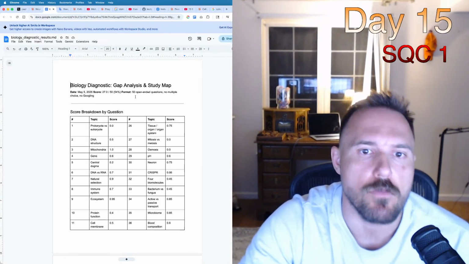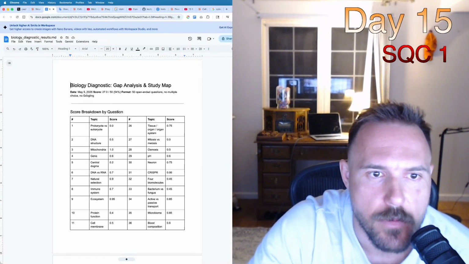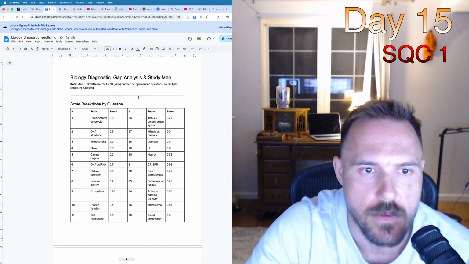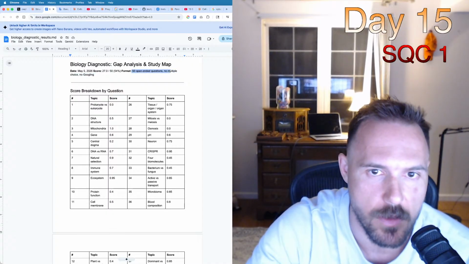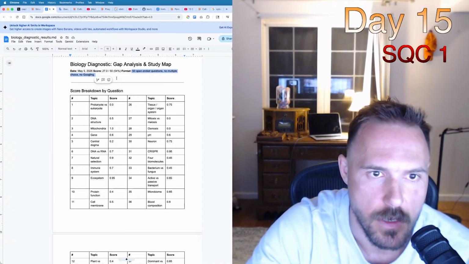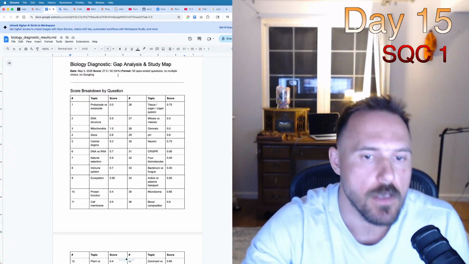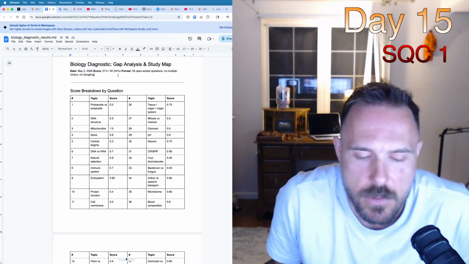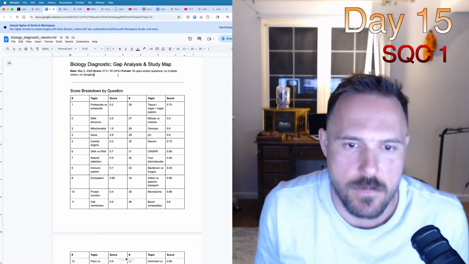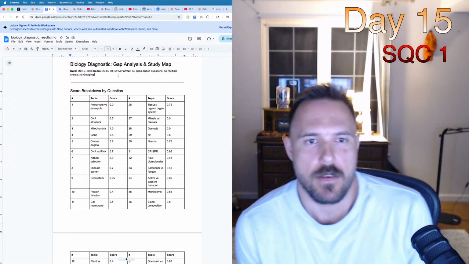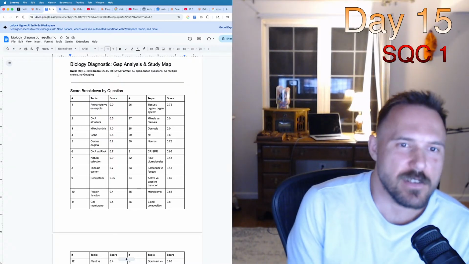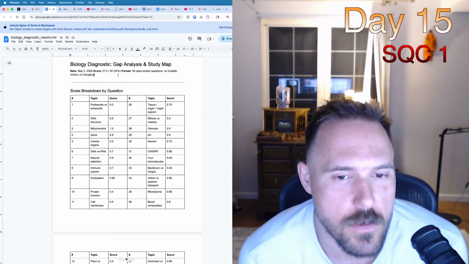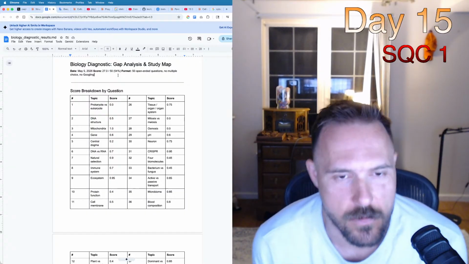So, gap analysis of my knowledge, May 5th. Score 27, 54%. Open questions, that's important. Open questions, no multiple choice, no Googling. I think with multiple choice, first of all, it always gives you a clue, at least a little bit, you can exclude bad answers, and also it kind of limits you in a way.